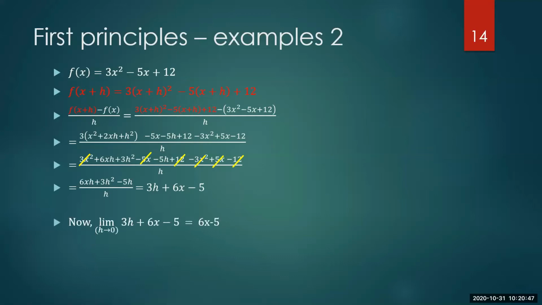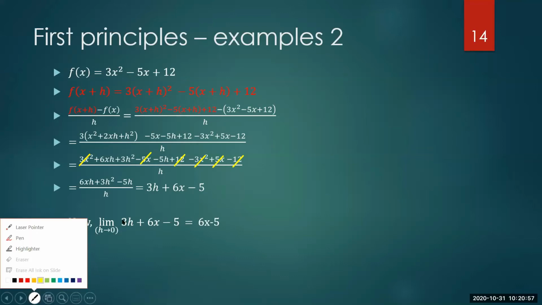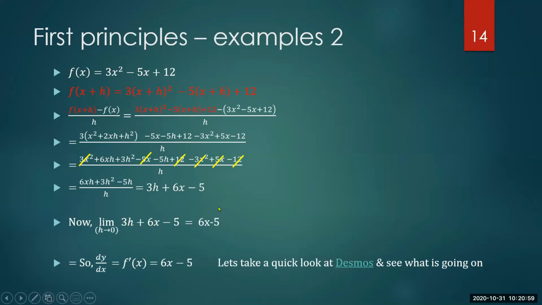And now we do have to take the limit as h goes to 0. So in this case, the limit as h goes to 0 of 3h plus 6x minus 5 is equal to 6x minus 5. The 3h just vanishes, which is not bad. So dy/dx is equal to f'(x), and that's equal to 6x minus 5. Let's take a quick look and see can we visualize what's going on here.